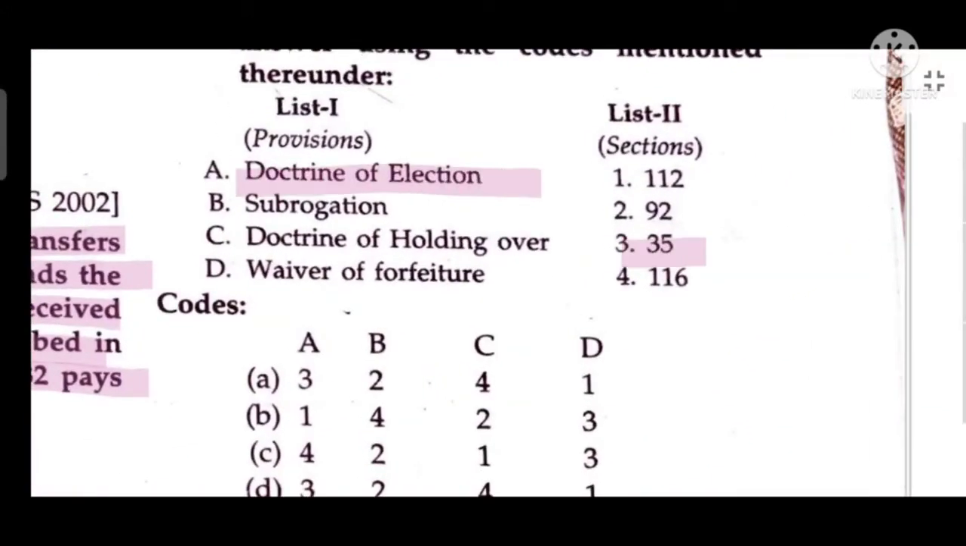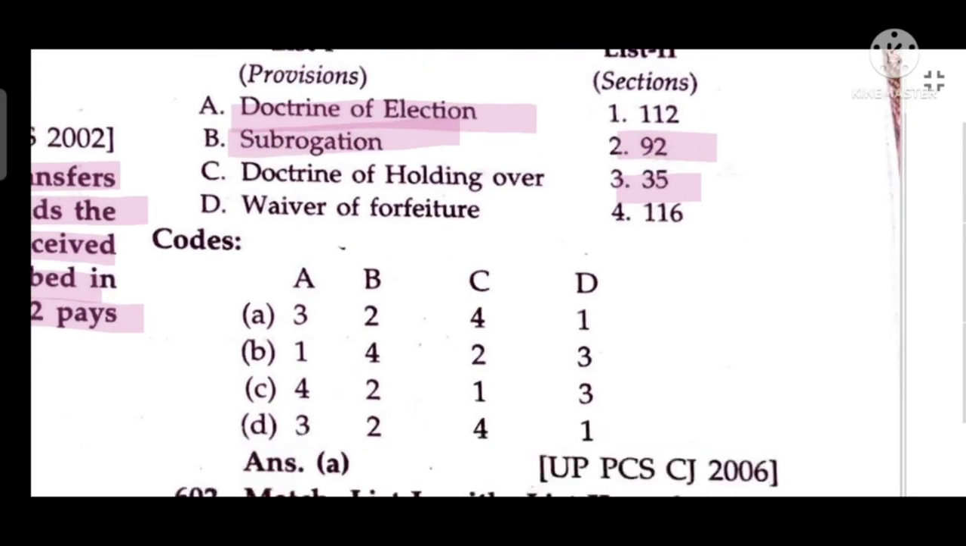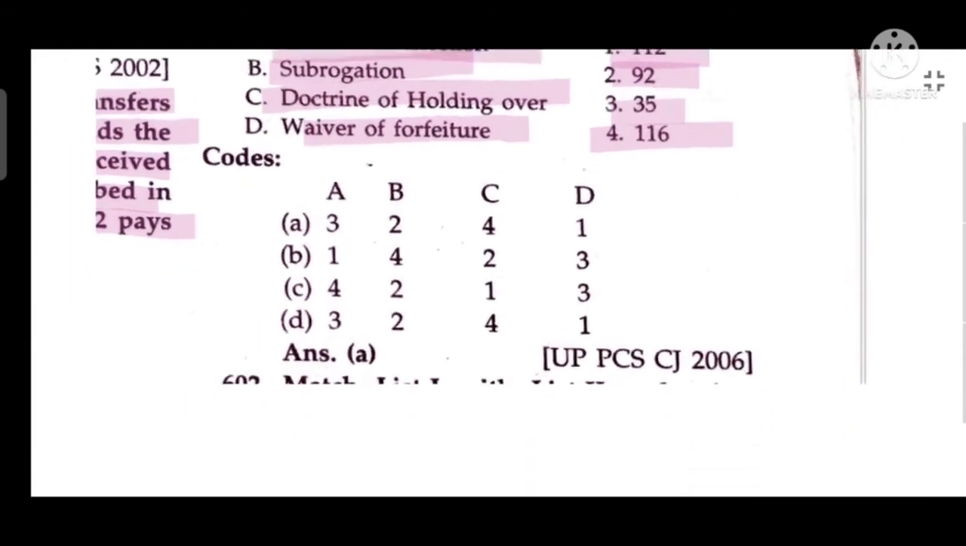Doctrine of election, section 35. Doctrine of subrogation, 92. Waiver of forfeiture, 116. Doctrine of holding over, 112.